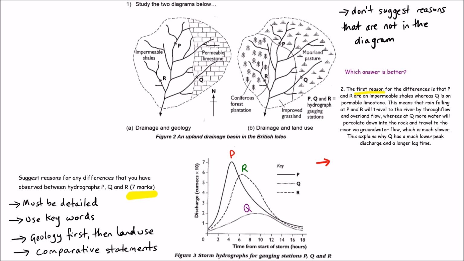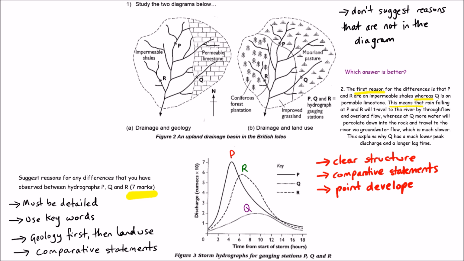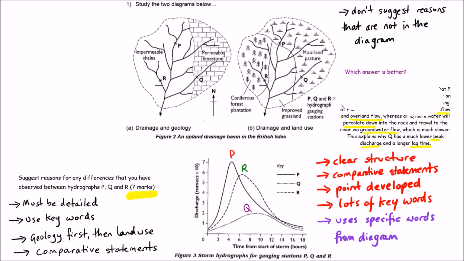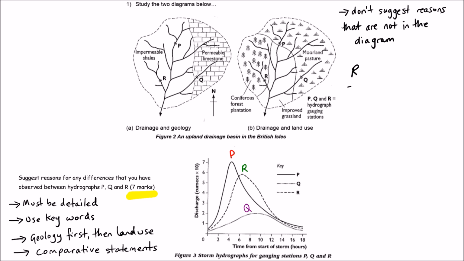By using the phrase the first reason, they've given their answer a clear structure and they've used words from the question. Secondly, they've used comparative words such as whereas. They have clearly developed the points they're making by using the phrase, "this means that." You can see that they've used lots of keywords in their answer, such as through flow, overland flow, groundwater flow, percolate. They've fitted lots in just to one paragraph. And they've also used specific information from the diagram. They haven't made any assumptions. Now, that's only part of an answer, so let's see what else we could look at.